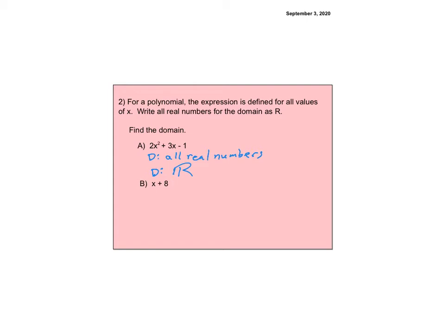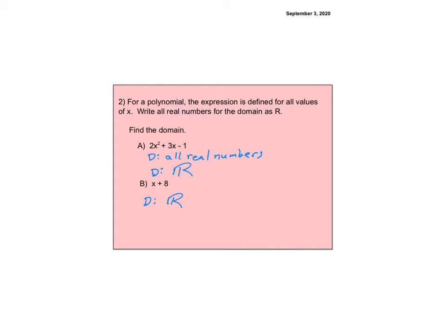Letter B, another one here. It's just a nice polynomial. It says x plus 8, and so that is just a polynomial. There's nothing down in the denominator, so we can simply say all real numbers. And I just make a fancy R.